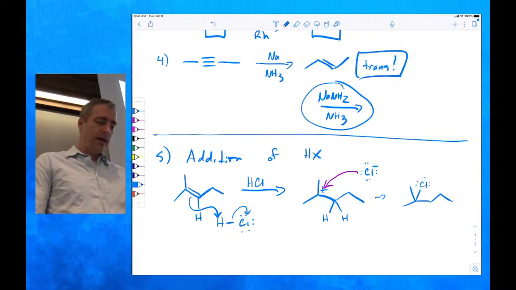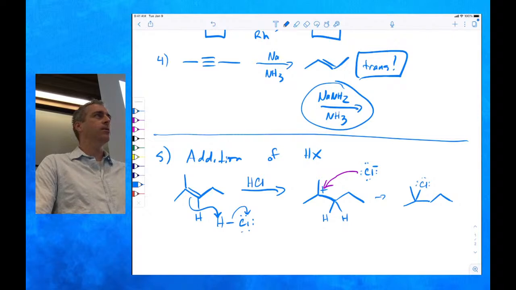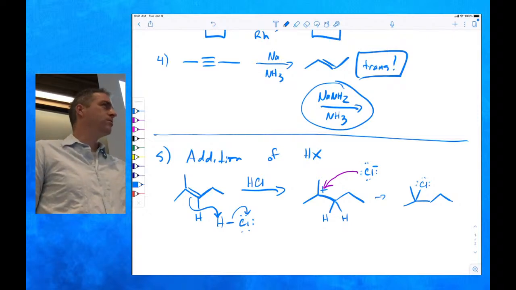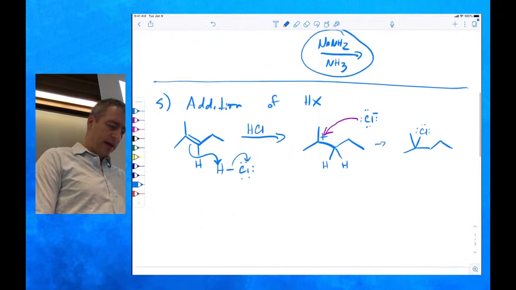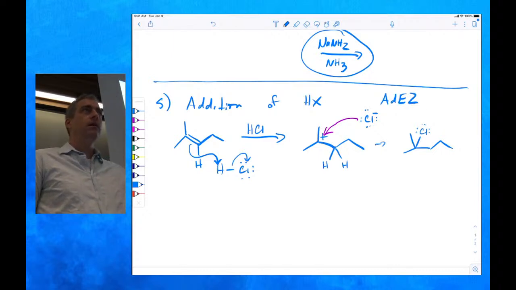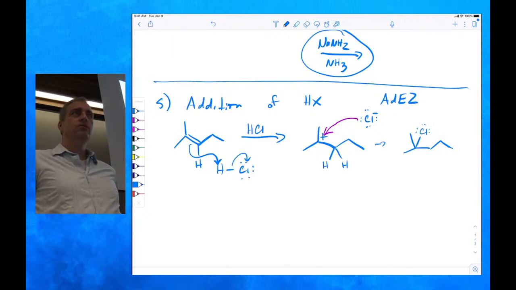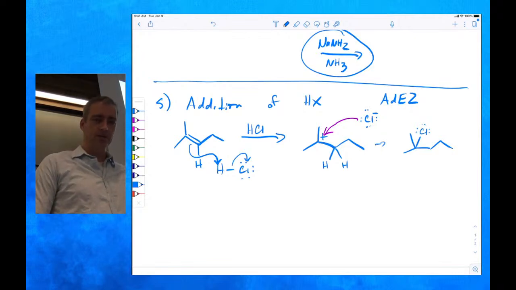So when HX adds that way around, when the hydrogen adds to that carbon, we say that this is Markovnikov addition, where the hydrogen adds to the less substituted carbon, and then the other part adds to the more substituted carbon. This works for HCl, it works for HBr, and it works for HI. So we call this mechanism electrophilic addition, and it goes by the name AdE2. And it's just these two steps. Protonation, strong acid, carbocation capture. So there are similar steps to ones you've seen in earlier reactions.